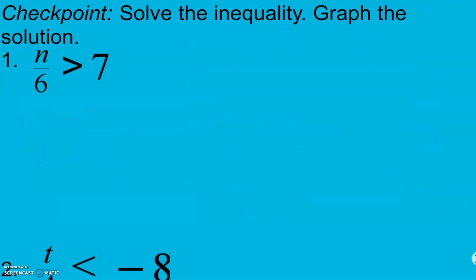Feel free to pause here and give these a try if you'd like. In number 1, n is being divided by 6. To get rid of division, I'm going to multiply.